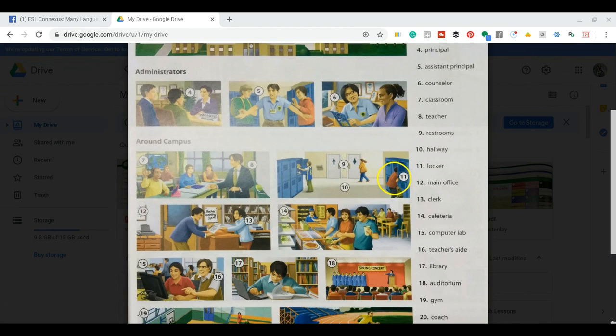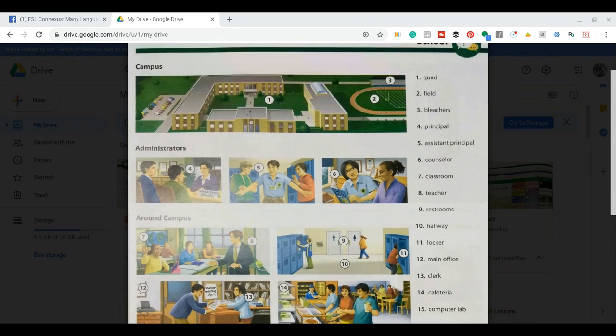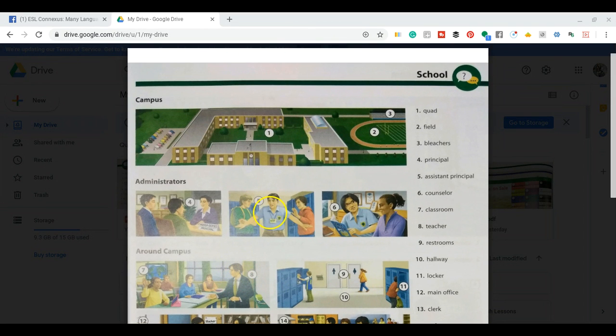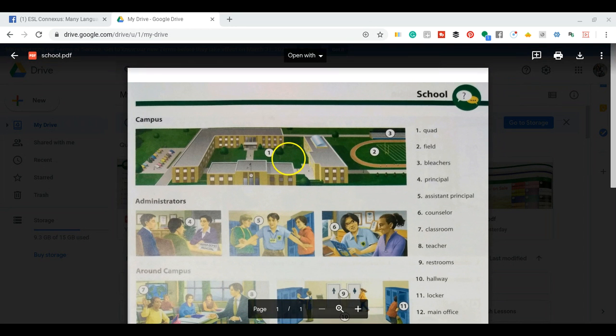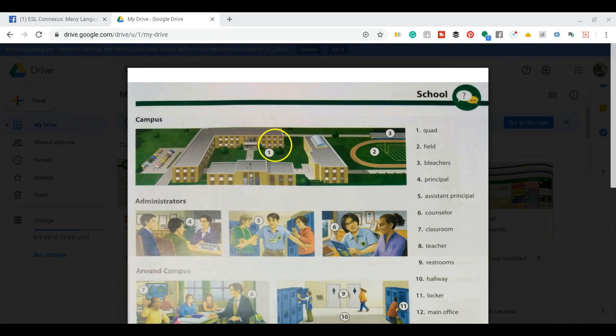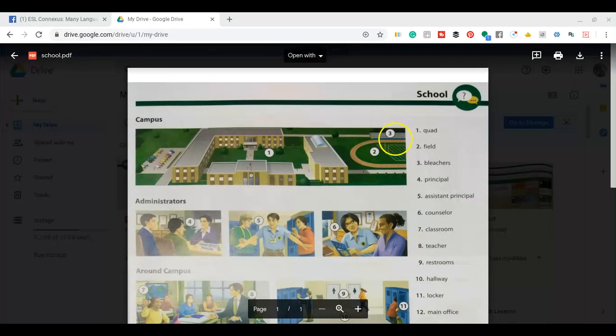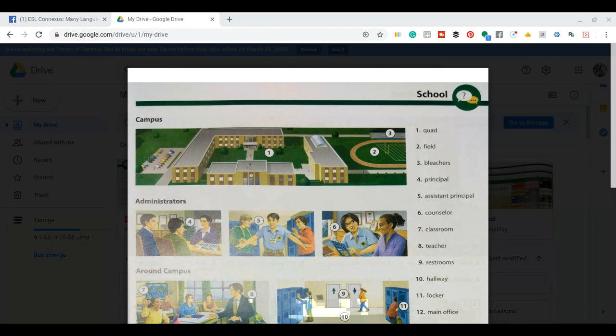He's putting his books in his locker. He's teaching a class. He's talking to the students. It's the quad. It's the field. All right.